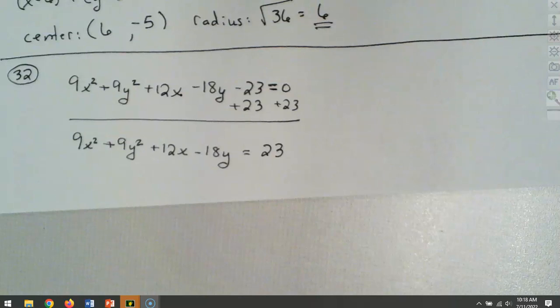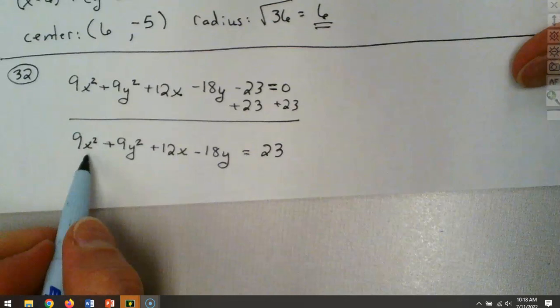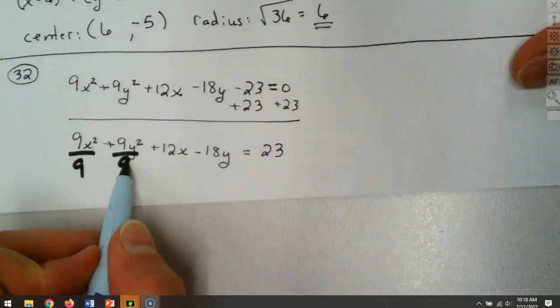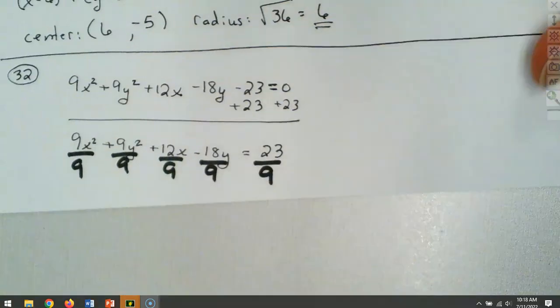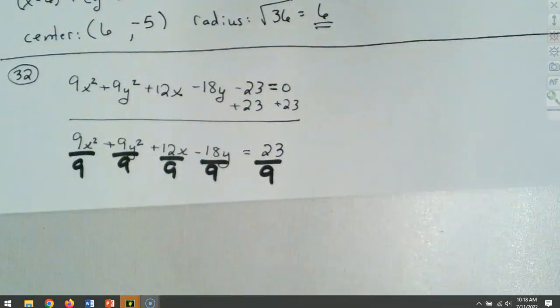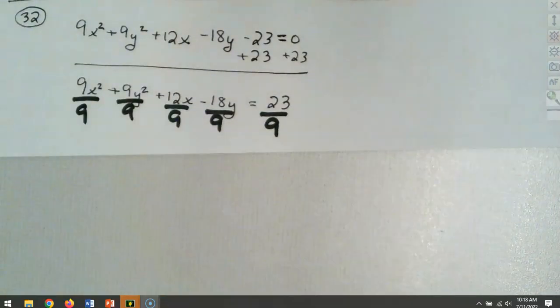Now we have no choice. We have the 9x squared and the 9y squared. We do not want 9s or any other number in front. So in this case, we need to make sure that it is an x squared and a y squared. We have to divide by 9, even though that might make fractions. So we're going to have to divide everything by 9 because it has to be x squared and y squared. No number in front. They're always going to be the same number.